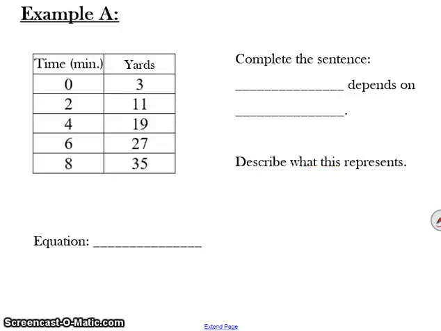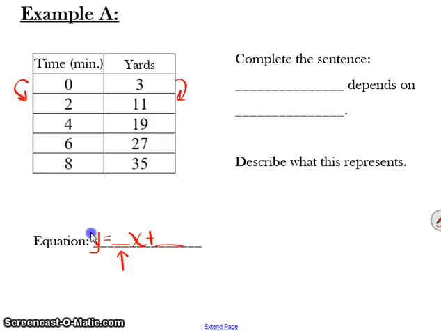So we're going to start on example A. It gives me a table here and I have to create the equation and then fill out my sentence and describe what this represents. So my equation, I'm going to start off with y is equal to something times x plus something. So if I go ahead and fill that in, all I have to do is fill in my blanks. In order for me to find my rate of change, I have to find my pattern, just like I did in my warm-up. But remember that I really only need to look at the difference between 2 points.